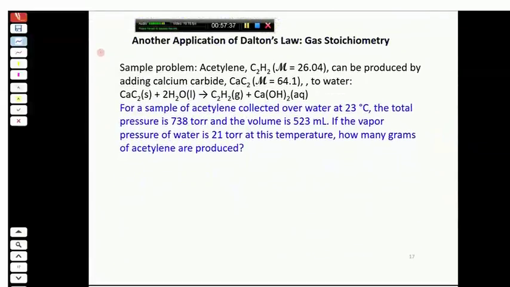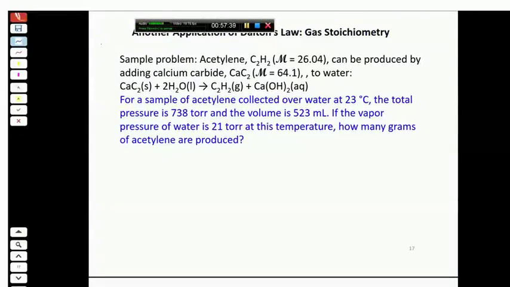So let's say we did this reaction here. We add calcium carbide, which has the formula CaC2, and if we add that to water, it produces a gas called acetylene, which, if any of you are welders, you've probably used before. So you add calcium carbide to water, and it reacts in this way to form C2H2, which is a gas, and then aqueous calcium hydroxide, which stays behind.